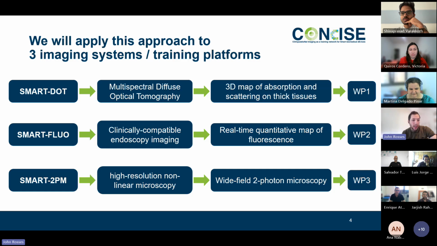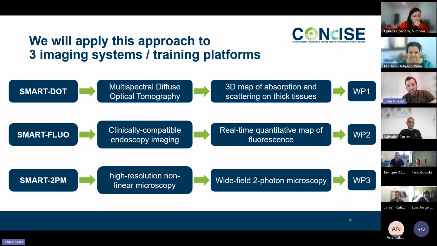The second work package, the Smart Fluo, consists in a clinically compatible endoscopy imaging, and we expect to obtain real-time quantitative map of fluorescence in different tissues. And finally, the Smart 2PM, where I belong, is to develop a new high-resolution nonlinear microscopy, and we expect to obtain the prototype of a wide field two-photon microscopy.